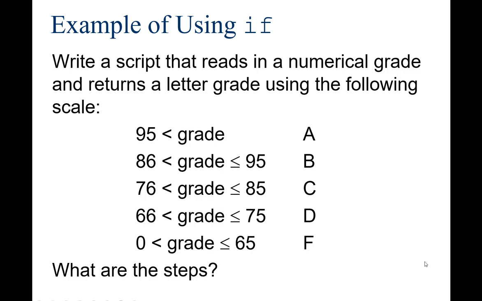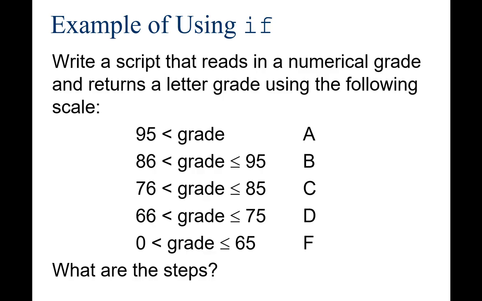So let's look at our first example. You might recognize some of these on the screen of general grades between a letter grade and a percentage in a class. So we're going to write a script that reads in a numerical grade, maybe from the user, and it returns a letter grade using this scale. This scale is a little bit, I'll call it cruel. I do not require a 95% for an A in the class, but let's look at it for the sake of it anyway.